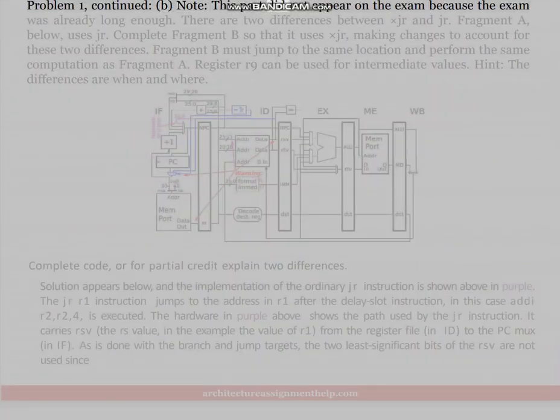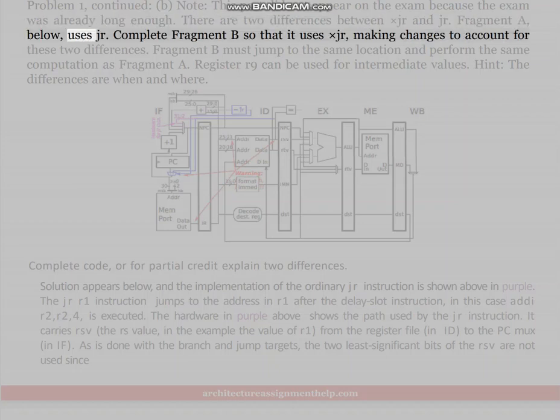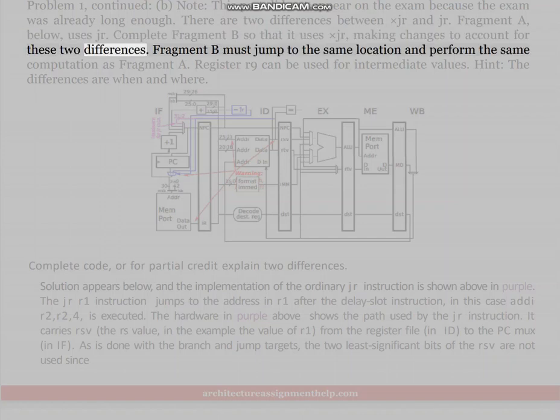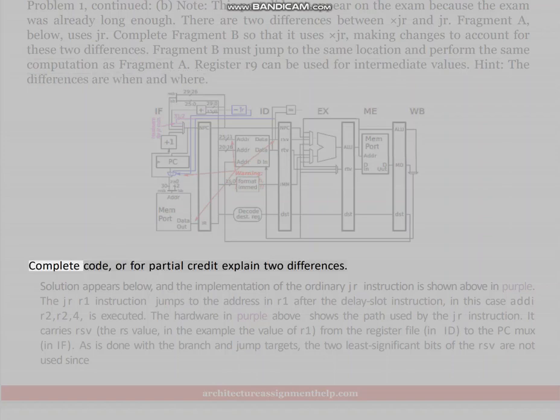Problem 1, continued. B. Note, this part did not appear on the exam because the exam was already long enough. There are 2 differences between xJR and JR in fragment A. Below, complete fragment B so that it uses xJR, making changes to account for these 2 differences. Fragment B must jump to the same location and perform the same computation as fragment A. Register R9 can be used for intermediate values. Hint: the differences are when and where. Complete the code, or for partial credit, explain the 2 differences.